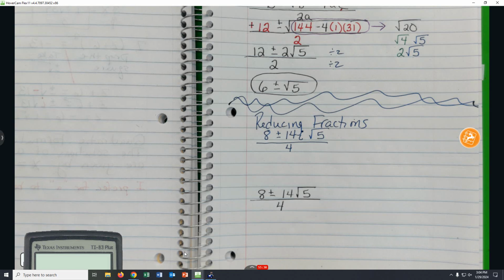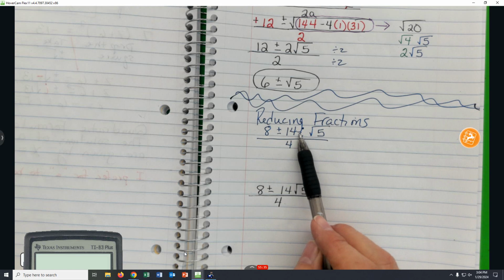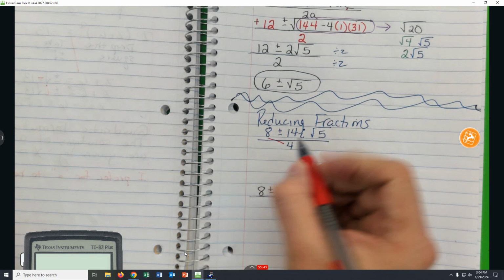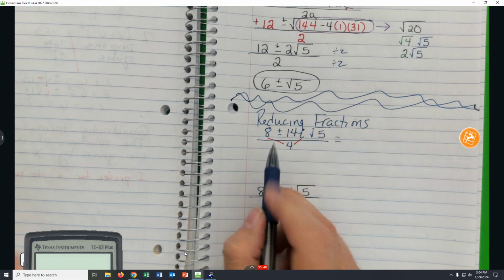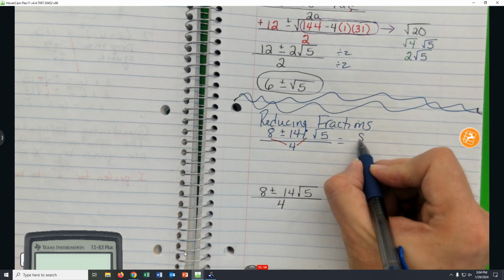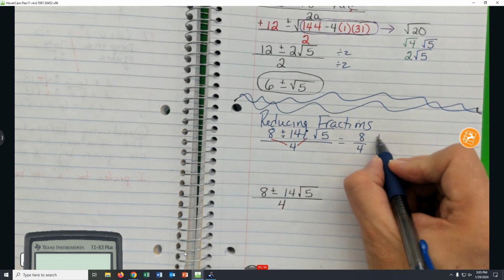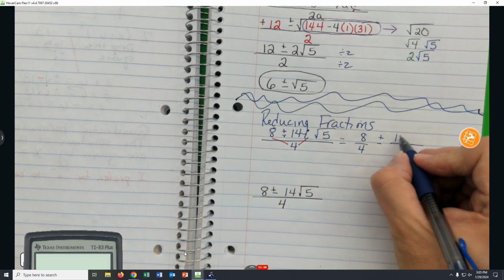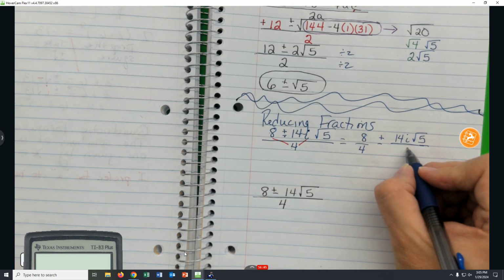Okay. The only difference between the two fractions is this one has an i. If there's an i, you've got to do what we were doing on that second assignment. Separate it like this. So it'd be 8 over 4, then the plus or minus, 14i square root of 5 all over 4.